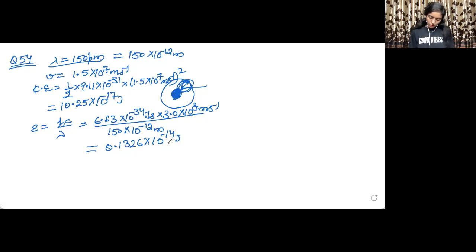Now we need to find out what is the work function. So h nu naught, we need to find out h nu naught. Kinetic energy is equal to h nu minus h nu naught.